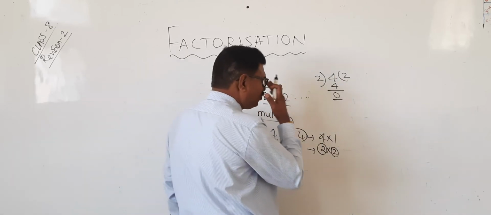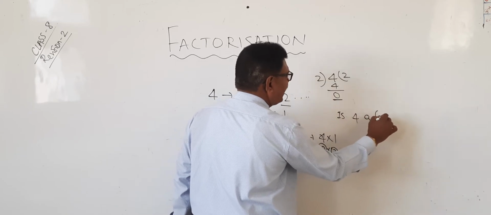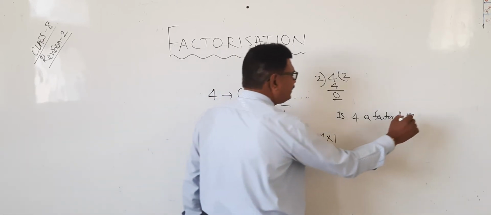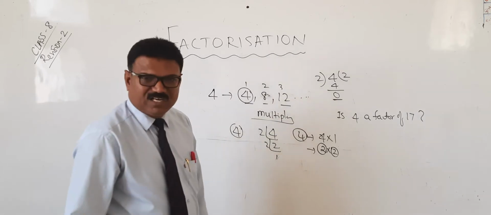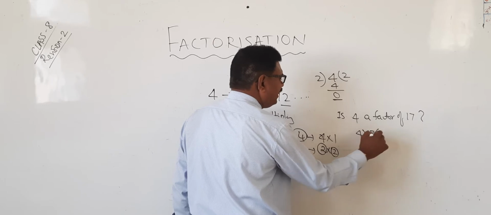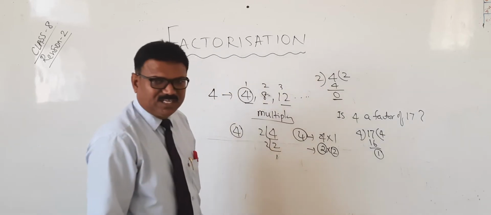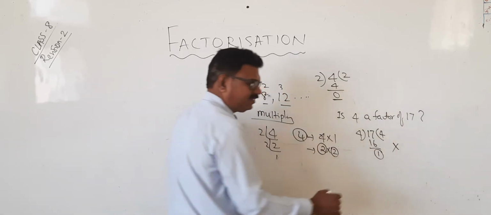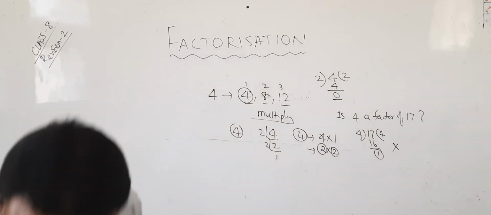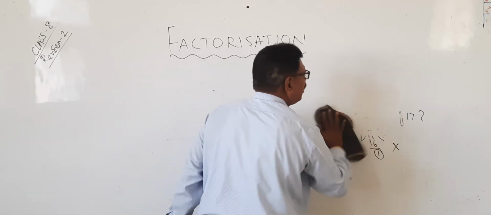Small questions. In the slower classes they will ask: is 4 a factor of 17? Question. Is 4 a factor of 17? At that time what you have to do? 17 should be divisible by 4. 4 fours are 16, remainder is 1, therefore it is not a factor. Are you understanding? It is very simple in numbers, but in expressions we have to see now.